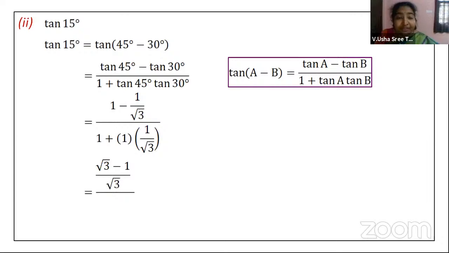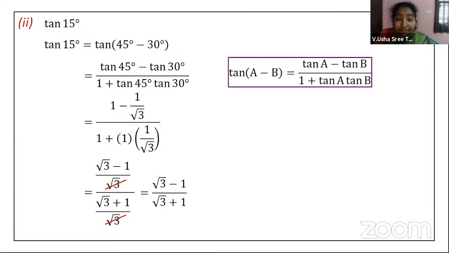Then in the numerator, when you calculate, the LCM is root 3, so root 3 minus 1 by root 3. And in the denominator, again, the LCM is root 3, so you're getting root 3 plus 1 by root 3. Root 3 and root 3 get cancelled. Then you're left with root 3 minus 1 by root 3 plus 1.